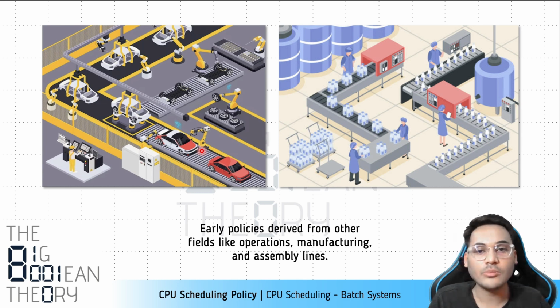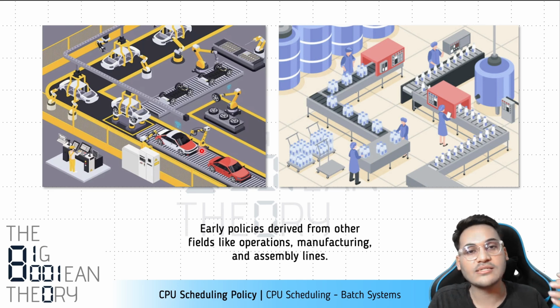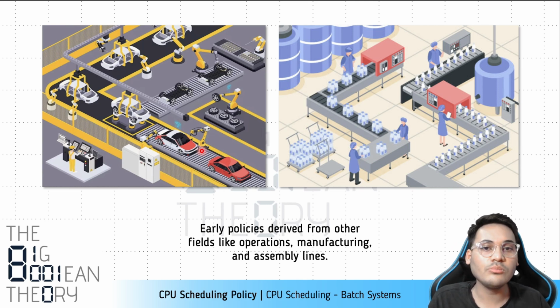And they have been derived from fields like operations, manufacturing, and assembly lines. Basically, whenever you talk about industries where production is happening, there are tasks, and there is also a desire for efficiency. Just like we have multiple tasks or processes in the computer system to which we are trying to allocate this resource, the same need for efficiency exists across all of these manufacturing lines. So these policies have been derived from the world of manufacturing, where they are relevant. We'll talk about these policies throughout the next videos.